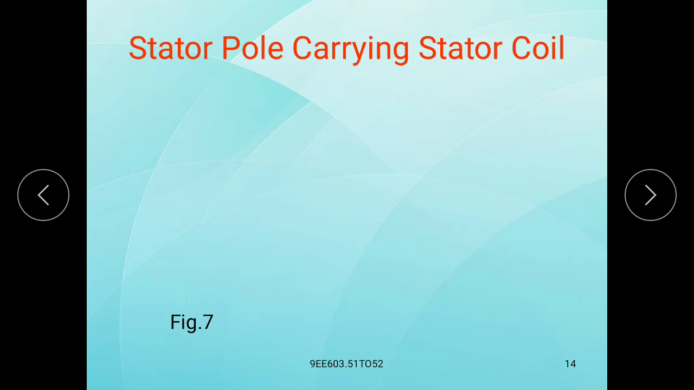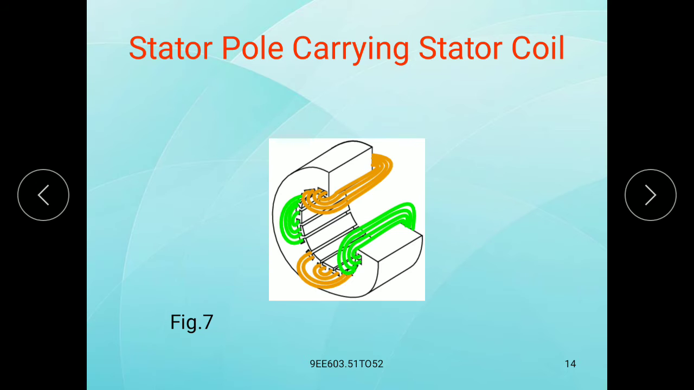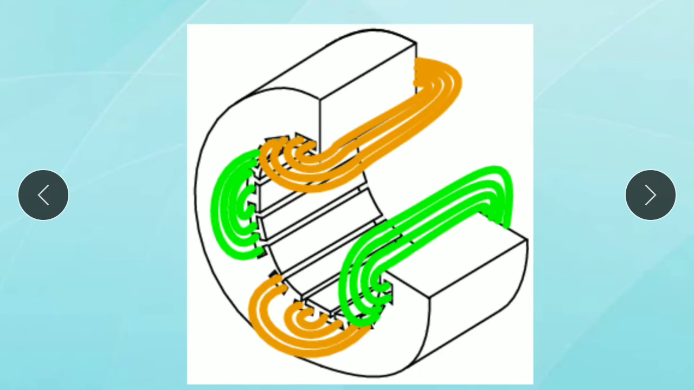Here the stator pole is carrying the stator coil. See here, observe this one. Here they have given the color codes. Yellow and green, these are the poles. For example, north is taken as yellow and south as green, or otherwise, south is taken as yellow and green is taken as north. Whatever it is, these are the poles.